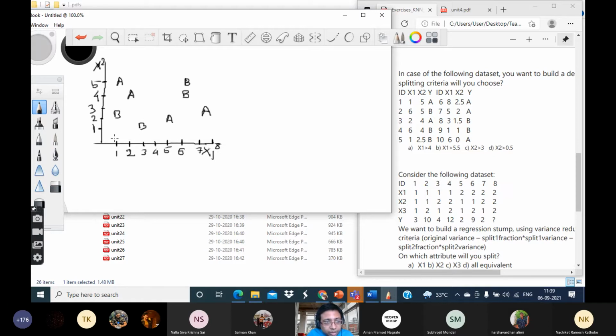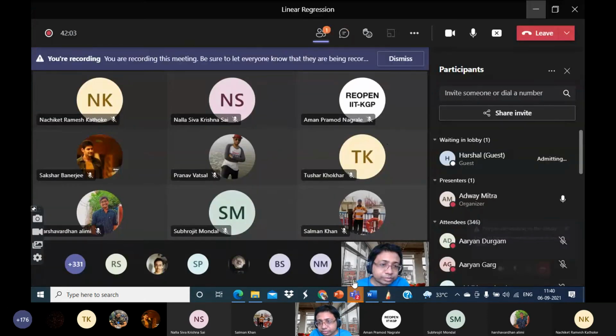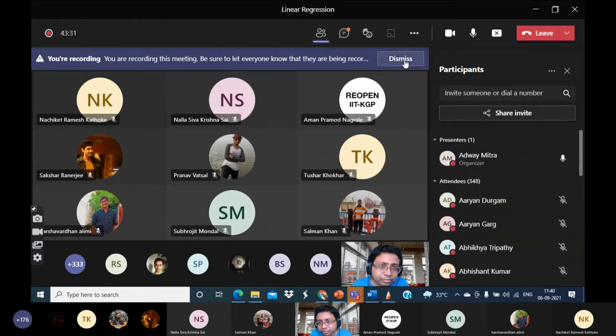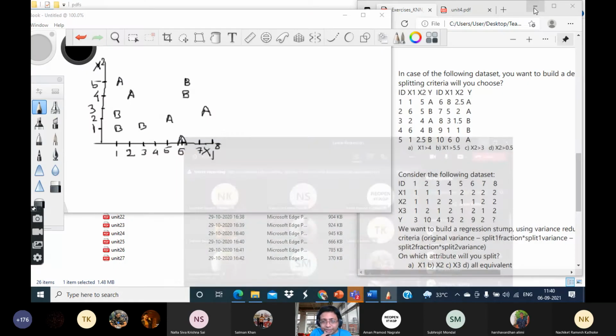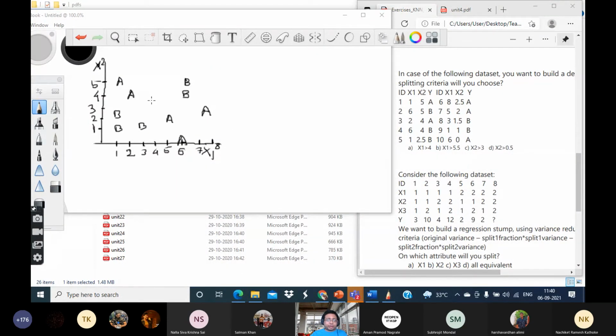Ninth point, 1, 1. It's here, and its label is B. 10th point is 6, 0. Point here, and it's on the axis itself. So, and its label is A. Fine. So now, this is what my points look like.